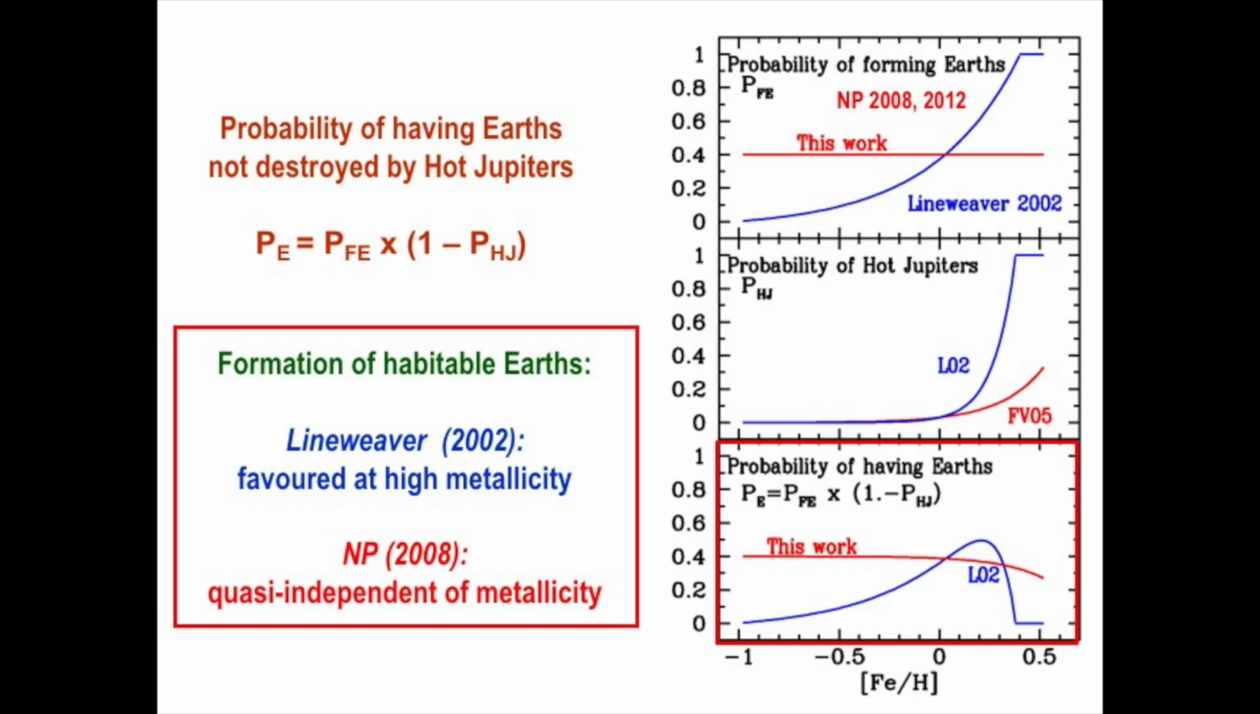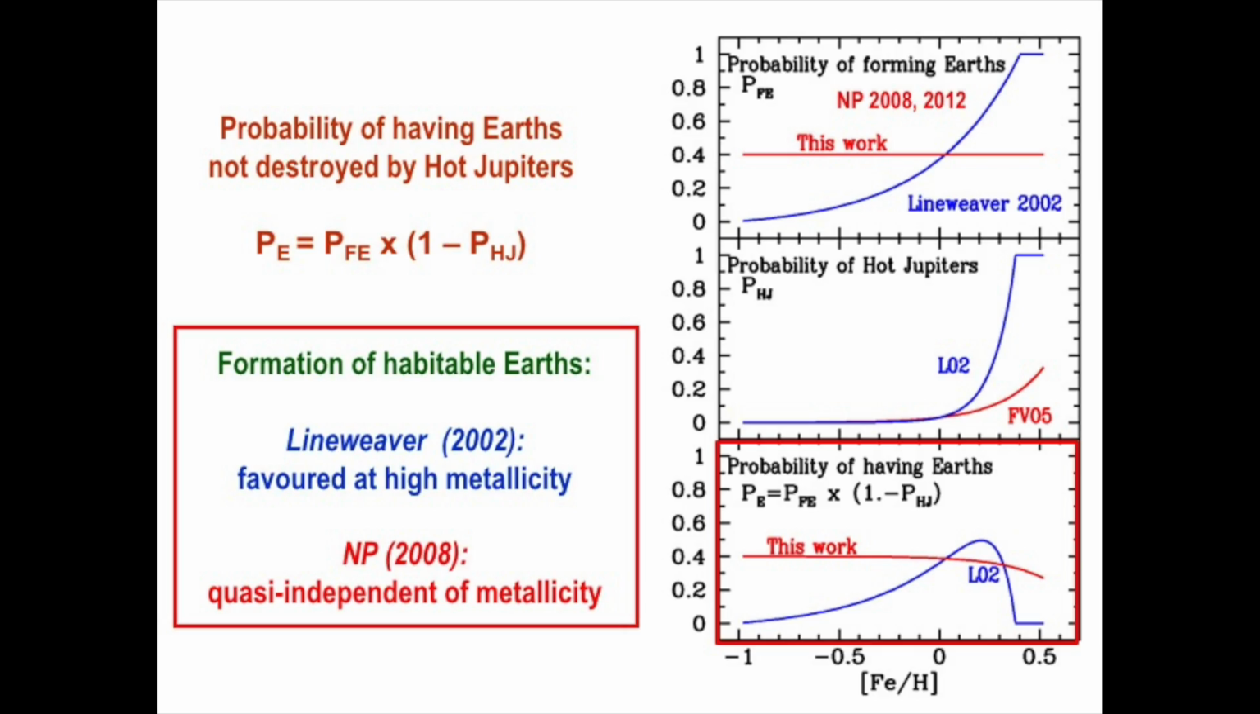So now we can try to play a little bit with those things. Consider the probability of having Earths not destroyed, because if you have hot Jupiters at high metallicity, then you may not have Earths. They are destroyed. So the probability of having Earths is the probability of forming Earths times 1 minus the probability of having hot Jupiters somewhere.